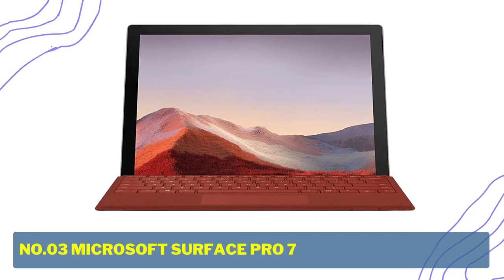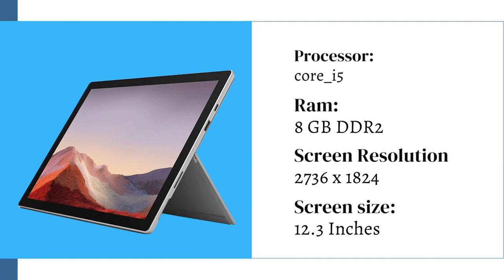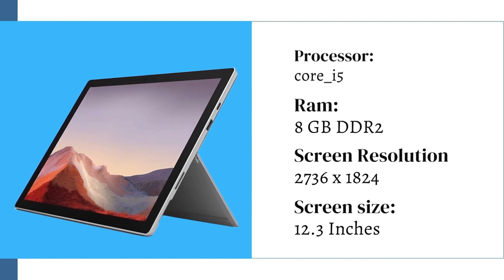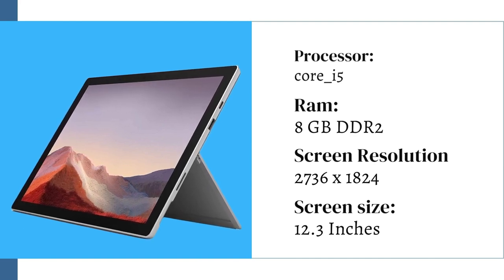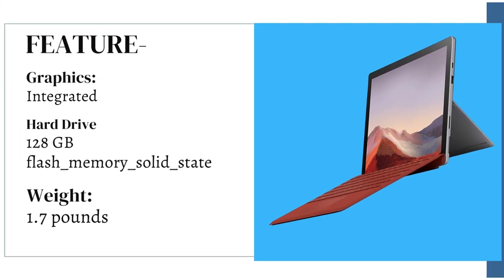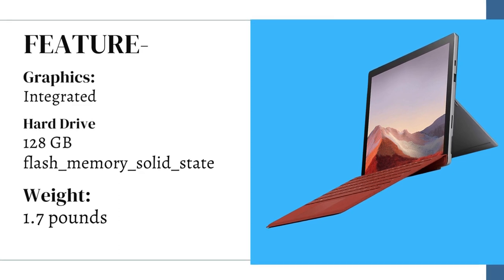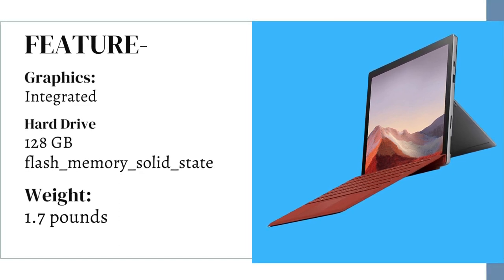Number 3. Microsoft Surface Pro 7. It comes with Intel Celeron processor with Core_i5, 12.3 inches display. It has 128 GB flash_memory_solid_state, hard drive with Intel Integrated, it weighs only 1.7 pounds.